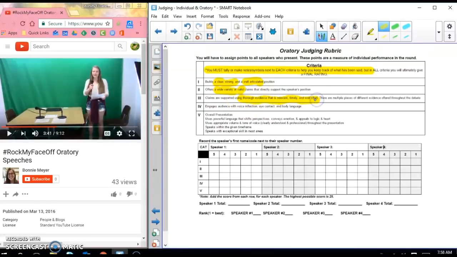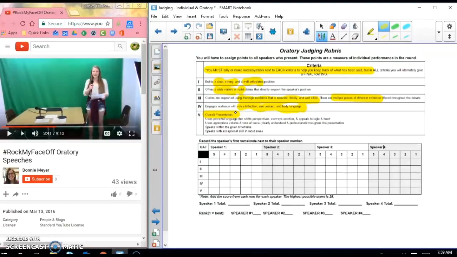The third one is asking, are the claims that are discussed supported through evidence that is relevant, timely, and well cited? And we're talking about multiple pieces of different evidence, not the same evidence that's cited multiple times throughout a speech. Do they engage the audience with voice inflection, eye contact, and body language? And then you'll ultimately give a score for overall presentation.